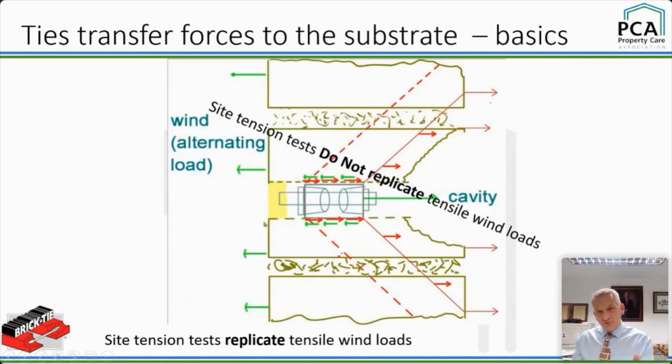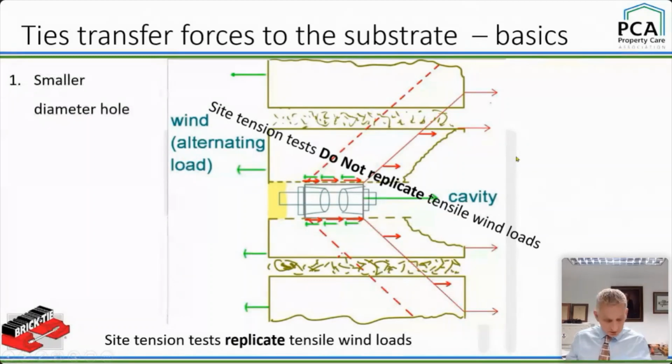Tension tests in the outer leaf don't actually replicate tensile loads on the outer leaf fixing. For that reason, they're still absolutely valuable because they check the workmanship, so you should always test them. How can we reduce that spalling?